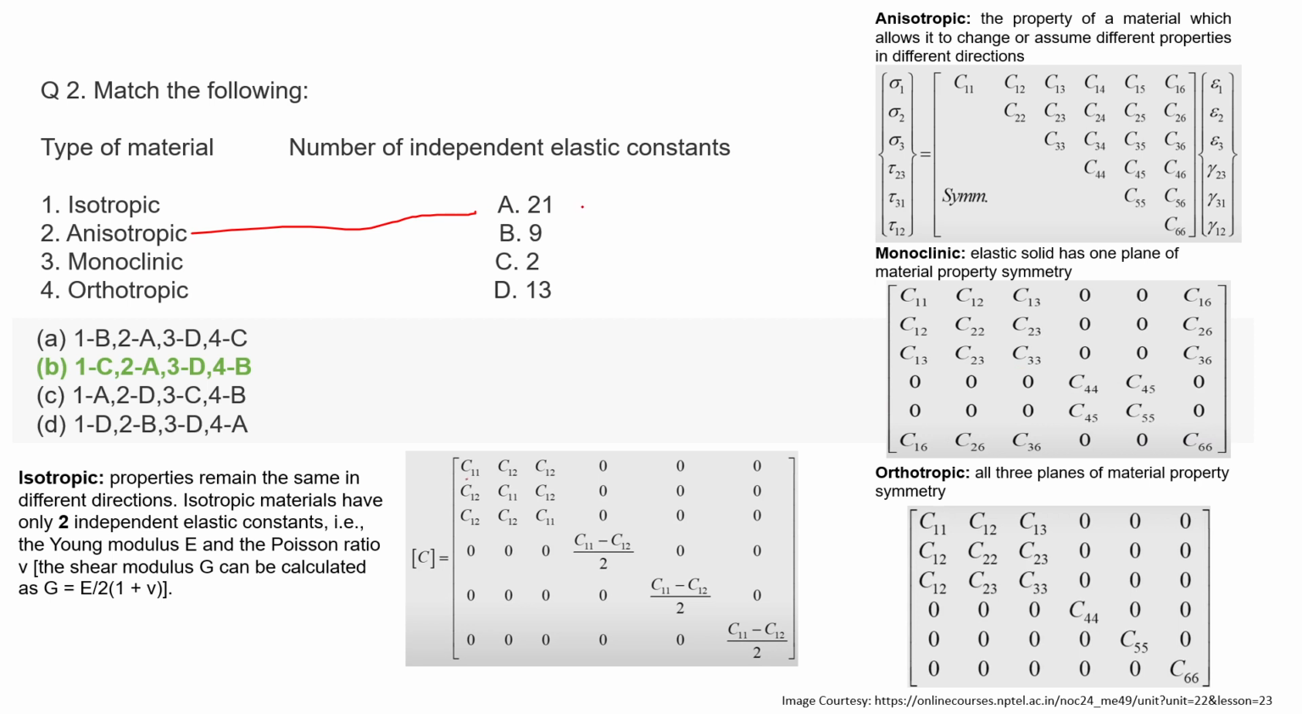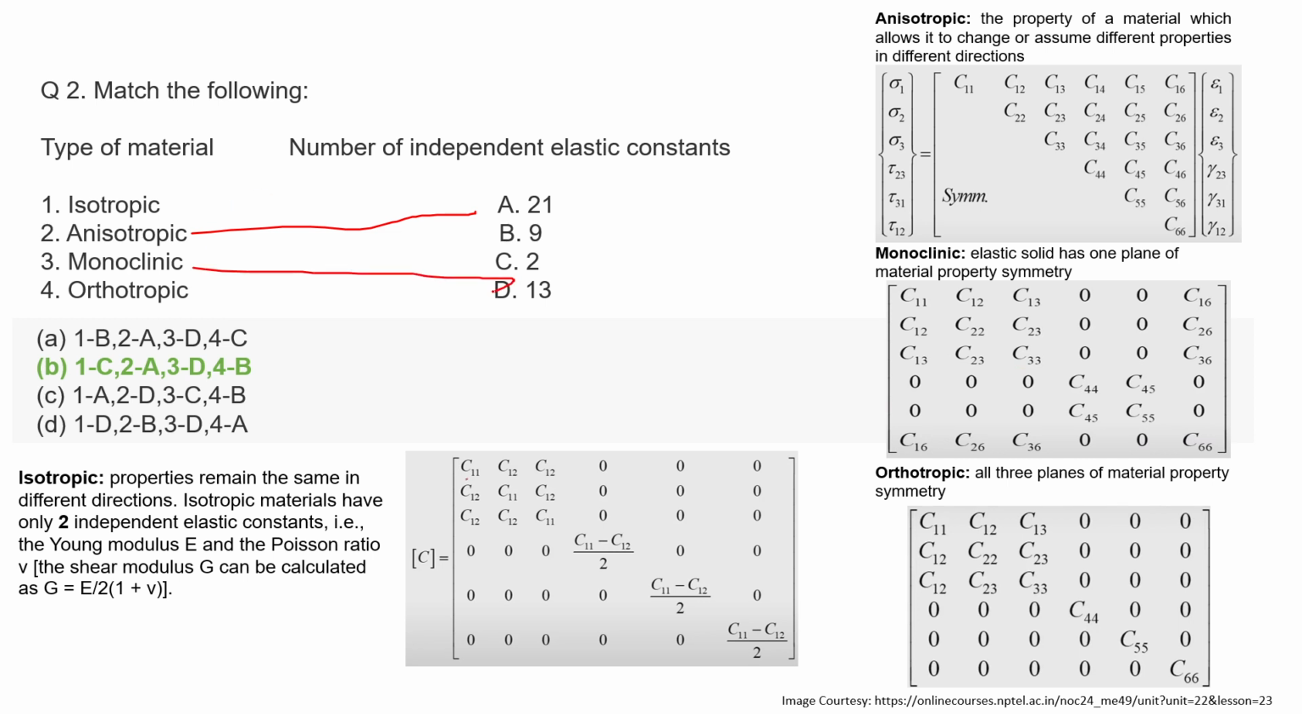After anisotropic comes monoclinic, where there is one material property symmetry. Suppose there is a plane of symmetry in direction xy. So in z and z dash there will be symmetry in the properties. That is called a monoclinic material, and it will have further 13 independent constants.